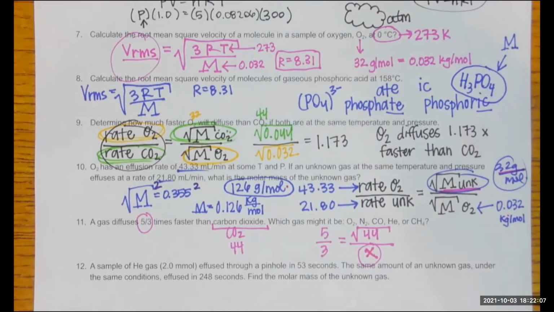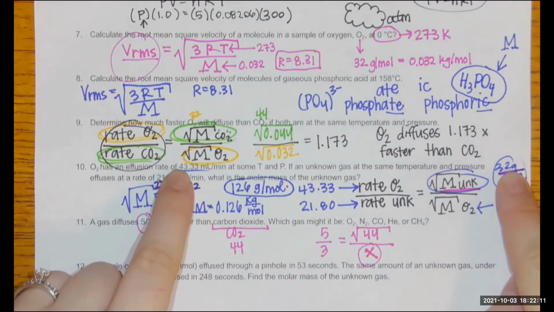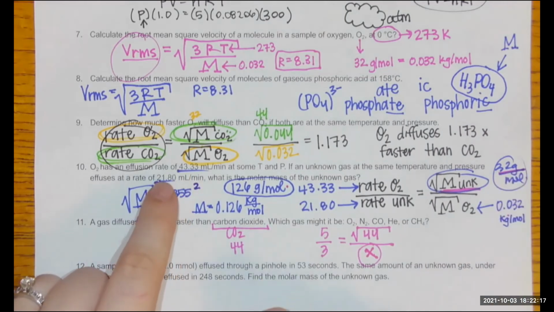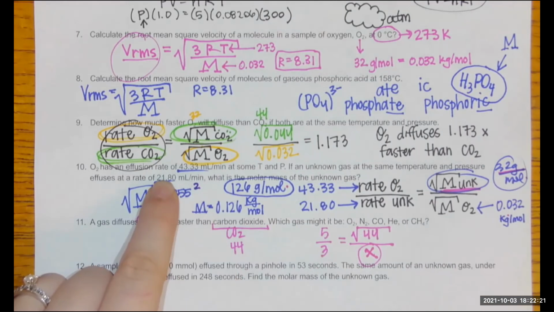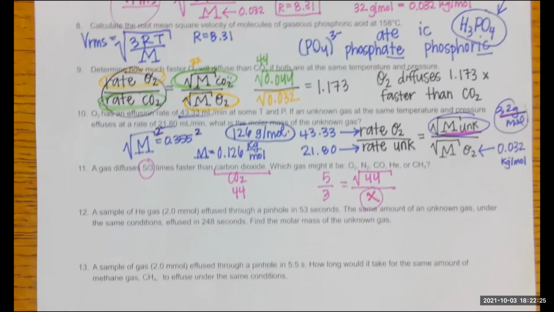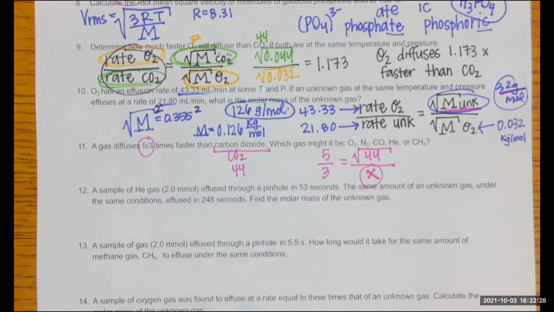So oxygen, because it only weighs 32, can travel at a speed of 43. But the molecule that weighs 126 can only travel at a speed of 21.8. So I apologize if that's a repeat or my video glitched. I'm not sure what happened.